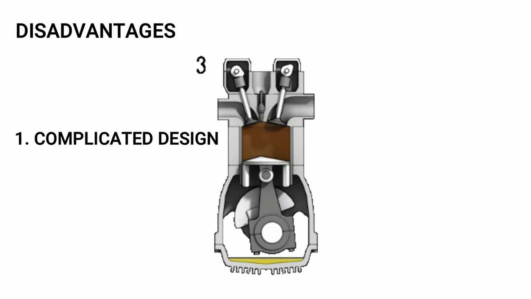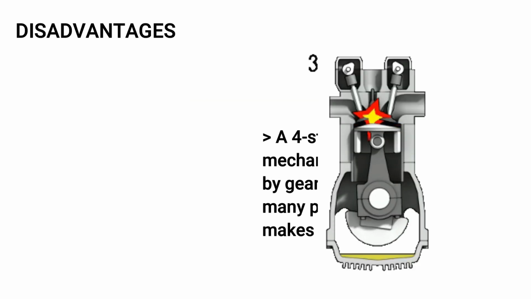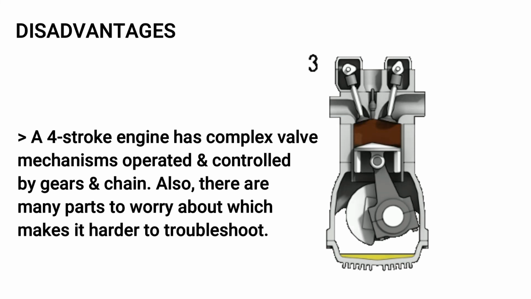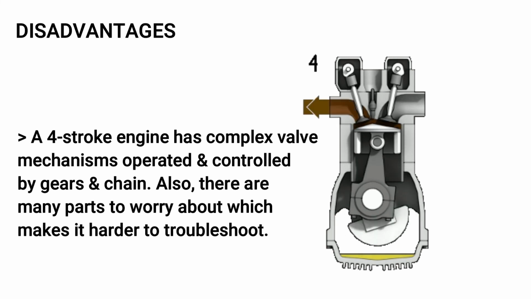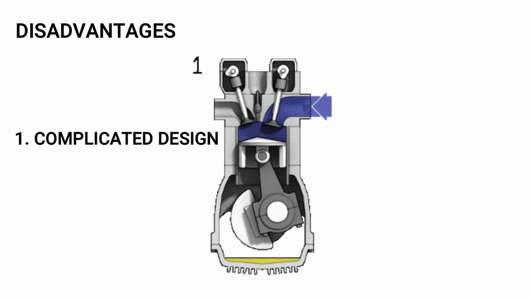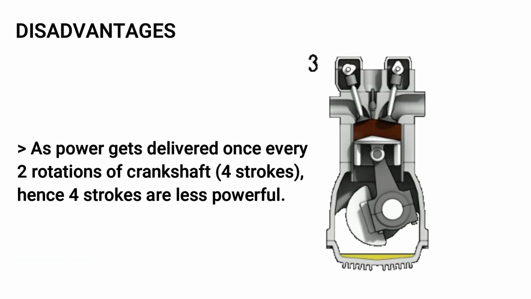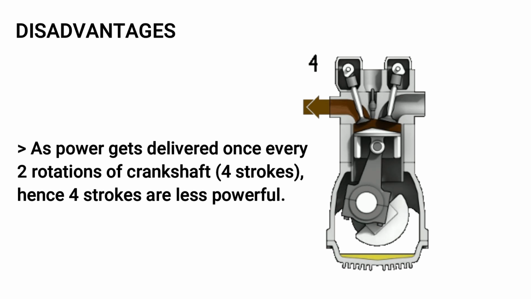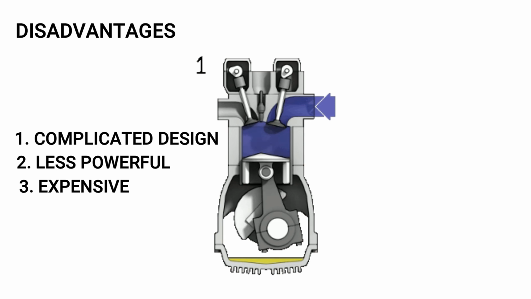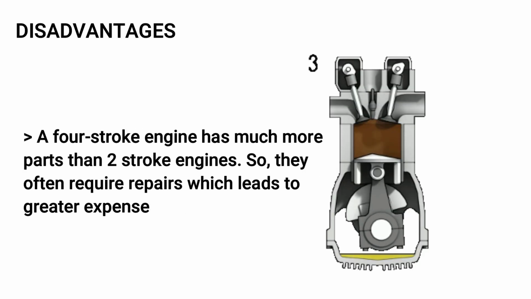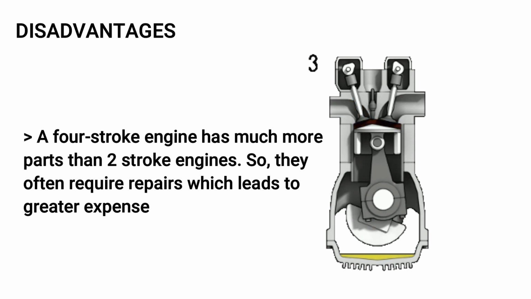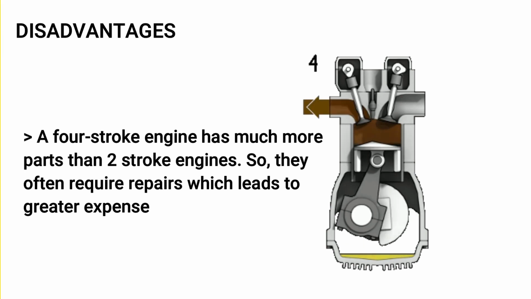Disadvantages. First, complicated design. A 4-stroke engine has a complex valve mechanism, operated and controlled by gears and chain. Also, there are many parts to worry about, which makes it harder to troubleshoot. Second, less powerful, as power gets delivered once every 2 rotations of the crankshaft, hence 4-stroke engines are less powerful. Third, expensive. A 4-stroke engine has many more parts than 2-stroke engines, so they often require repairs, which leads to greater expense.